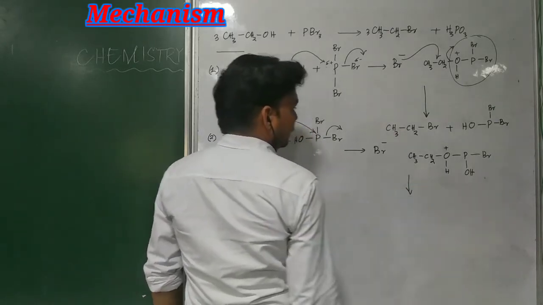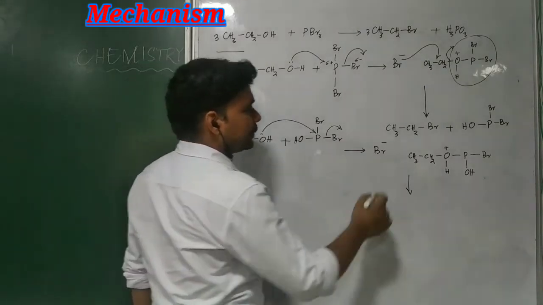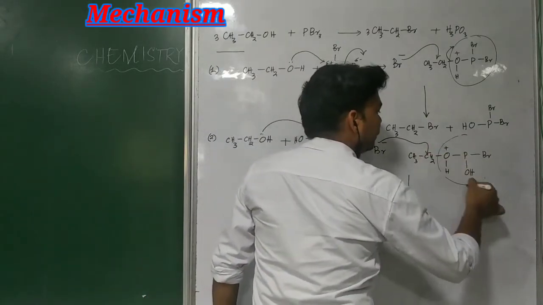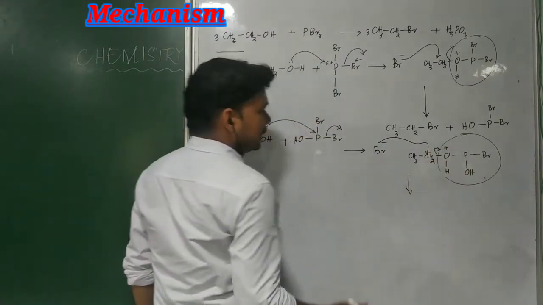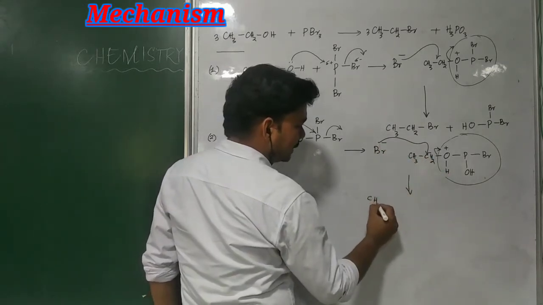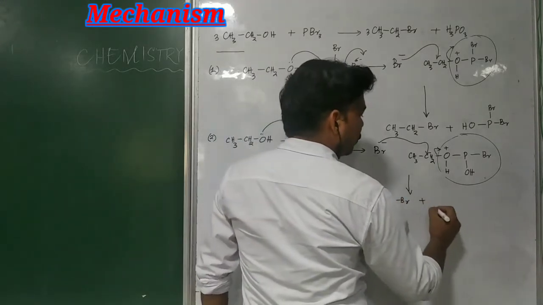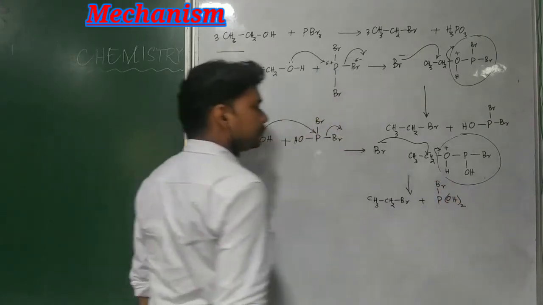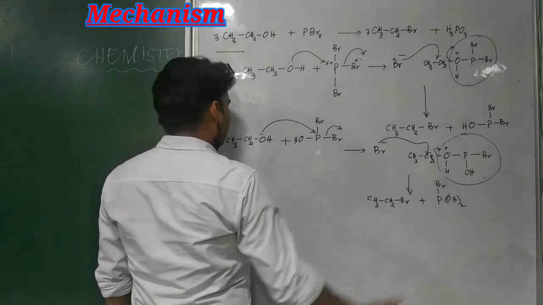Next, as I told you, this Br minus, which has been obtained in the first step, will act as the nucleophile in the next step. This Br minus will attack this carbon center. Now this would be your leaving group. This is your leaving group. Then what you will get as a result of the attack of this bromide to this carbon, you will get CH3CH2Br, along with the formation of PBr(OH)2. The second ethyl bromide has been formed.